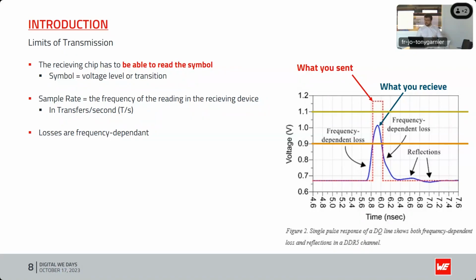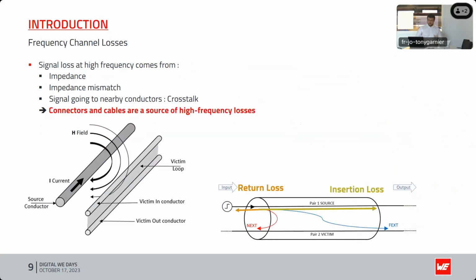Actually, losses are frequency dependent. The higher the sample rate is, the larger the losses will be. Why? Because physically, the signal chain at high frequency will see an impedance itself. So the resistance of your transmission line to the high frequency signal, this impedance, is created by coupling. So here is electrical field coupling, and magnetic field coupling. Sorry, picture on the left.